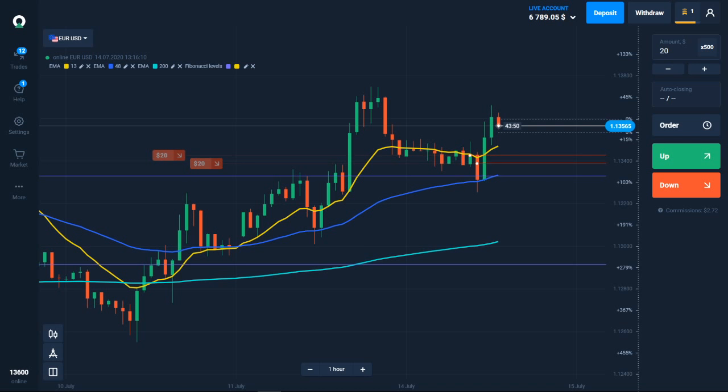2 plus 1 is 3. 3 plus 2 is 5. 5 plus 3 is 8. And this goes on to infinity. So this is basically how the Fibonacci sequence of numbers works.